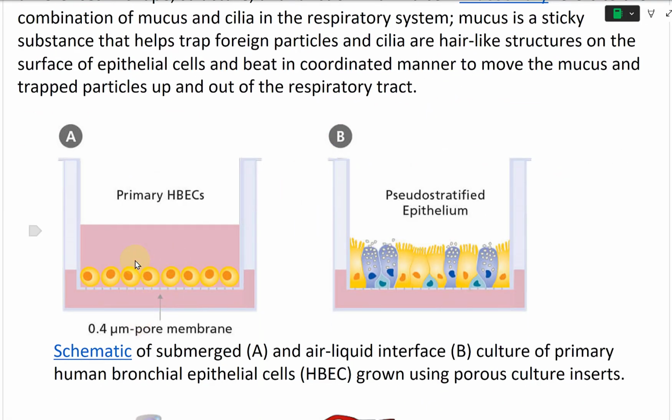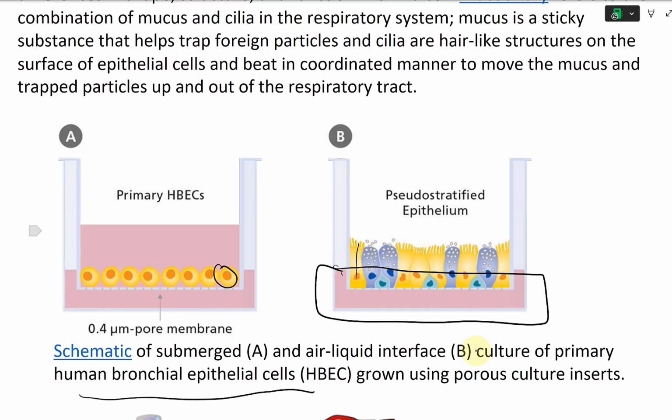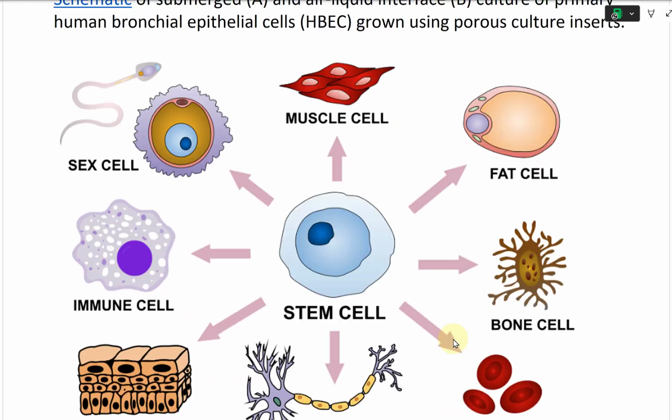All right, continuing further. So now here's a schematic of submerged, A, which is completely all liquid, and air-liquid interface, B. This is a culture of primary human bronchial epithelial cells, HBEC, grown using porous culture inserts. So you have those inserts that I showed earlier. These are just the human bronchial epithelial cells, again, inside the lungs. You can grow them in a liquid medium, or you can have this pseudostratified epithelium grown with this air interface set up like that. So some of it is the liquid, and then the top is exposed to air. And there's the porous inserts to get those nutrients and so on to help grow. All right, very fascinating stuff.